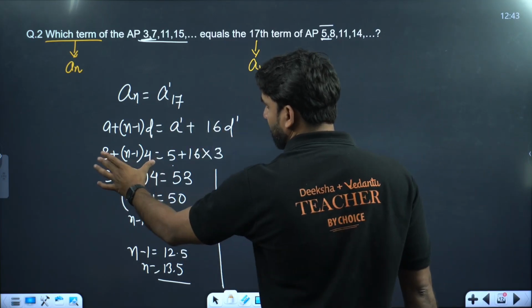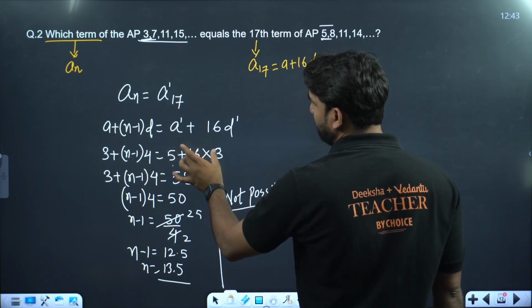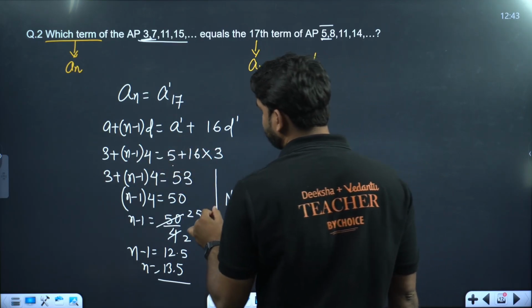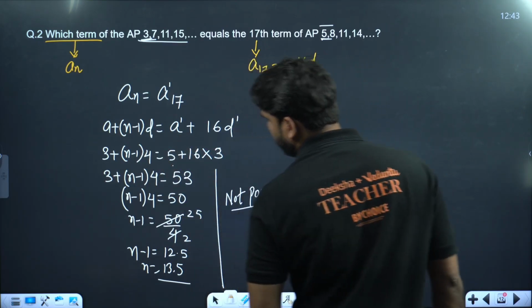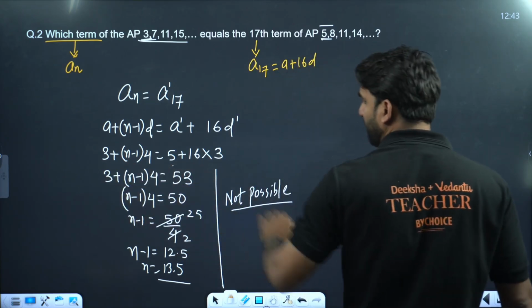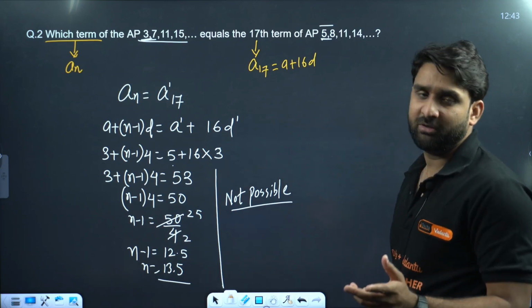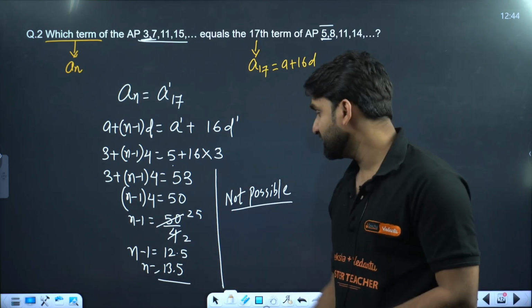Now I have kept this as it is in the second step. So A dash plus 16 D dash: 5 plus 16 times 3 is 48. 48 plus 5 will be 53. So 53, the 3 will come this side. So 53 minus 3 will be only 50, and 50 can't be divided by 4. That will be a fractional value, and so not possible.